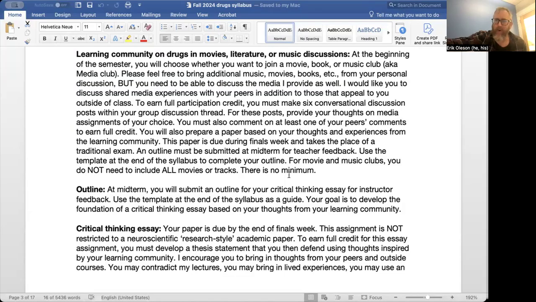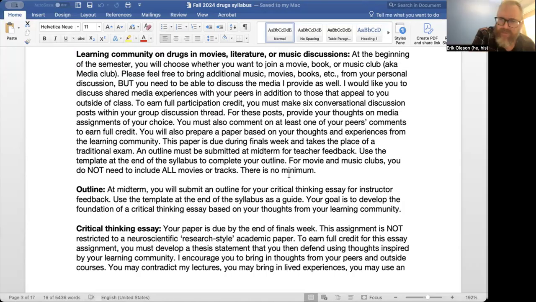And then ultimately, I would like you to write a sort of critical thinking or deep thinking paper based on your reflections in this media club. This essay most certainly does not need to be a traditional academic paper. By that, you have probably written multiple papers now where you do a lot of research, create an annotated bibliography, and use peer-reviewed sources to make your point. None of that's required here.